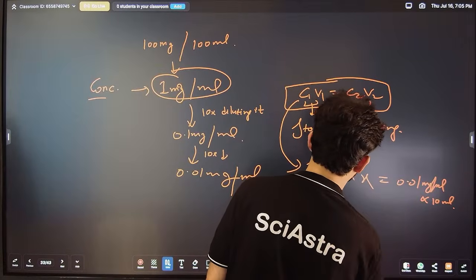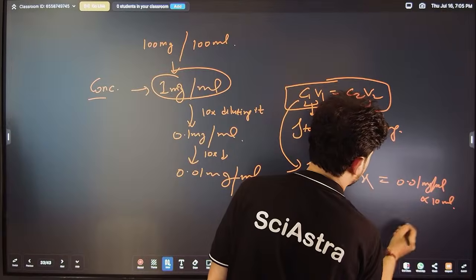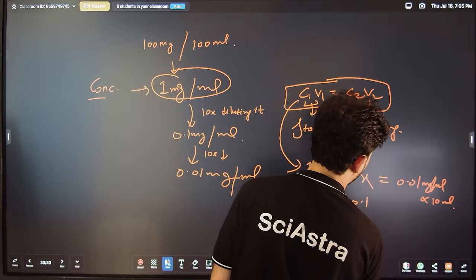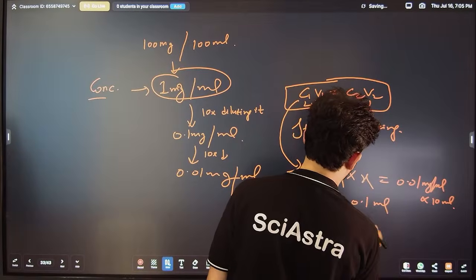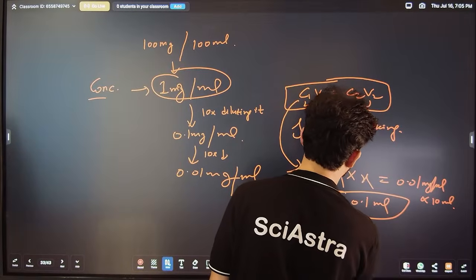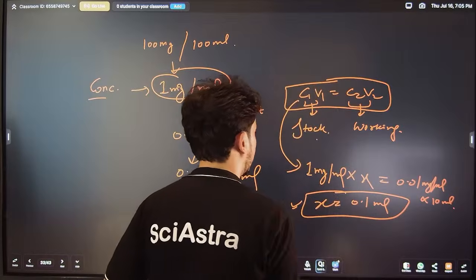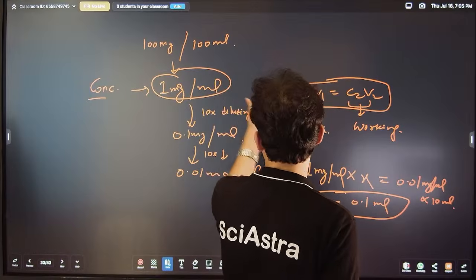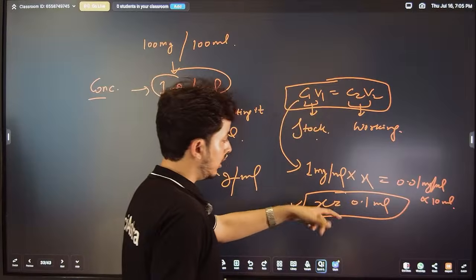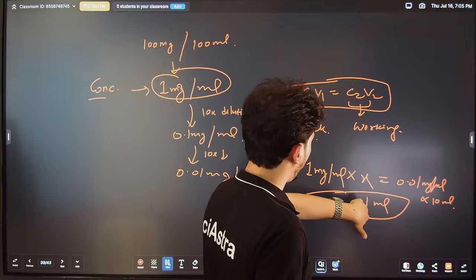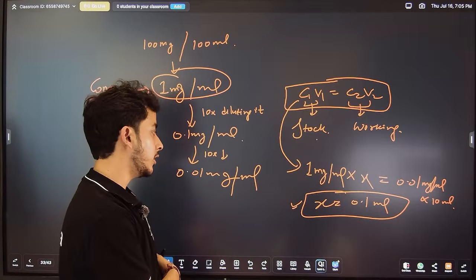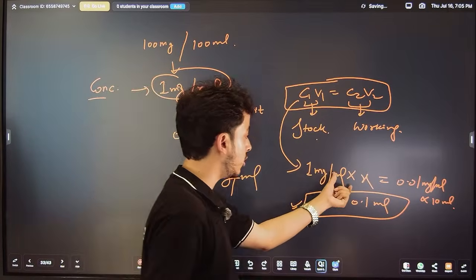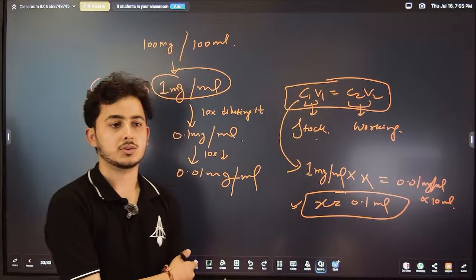You will get x is equal to 0.1, and this will be ml. So that is how you can find what volume of the stock is required, and if you subtract this 0.1 from 10, the remaining water you can add. That is how you calculate the volume of the stock that is required to make the working concentration.